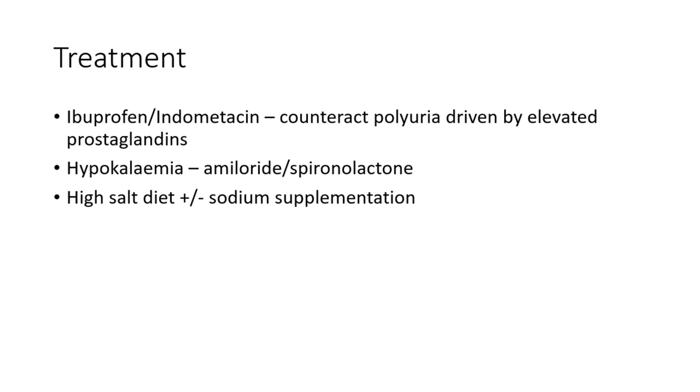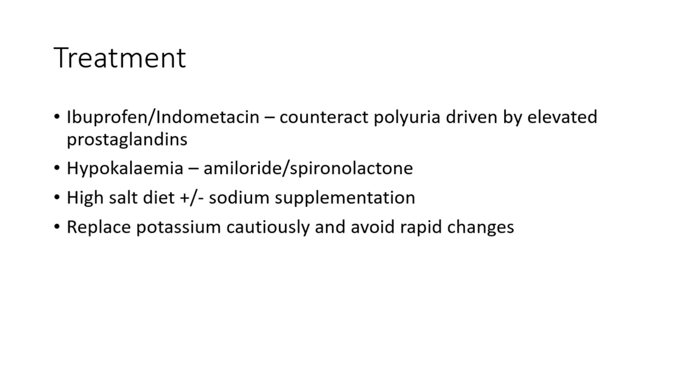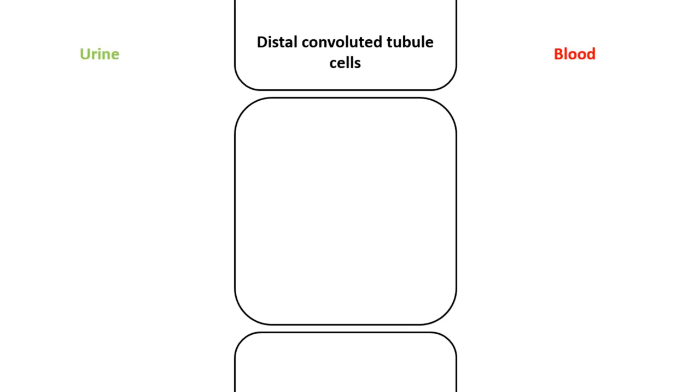But we're not aiming for normal potassium levels. It doesn't even have to be above 3, as long as it's not getting lower and they don't have any obvious symptoms or myocardial changes on ECG. So we just mentioned that replacing potassium cautiously is important, and we're avoiding rapid changes. In Gitelman syndrome, so this is not particular for Bartter syndrome, but it's a similar condition, they can become hypomagnesemic, and we need to correct the hypomagnesemia as well.